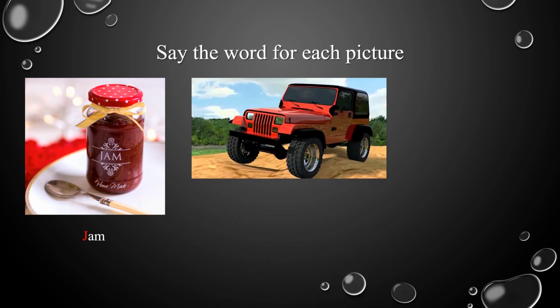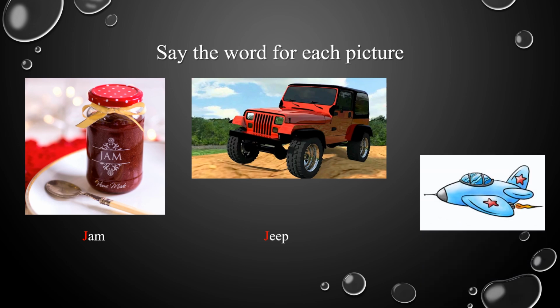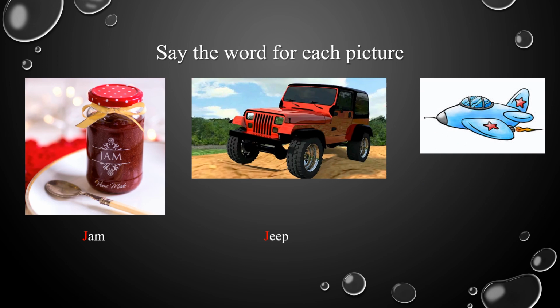Now let's take a look at the second picture. It's a car and it's really fast. What's this picture? Excellent! It's a jeep. And finally, let's take a look at the last picture. It's something we use to help us fly. What's this picture? Excellent! It's a jet.